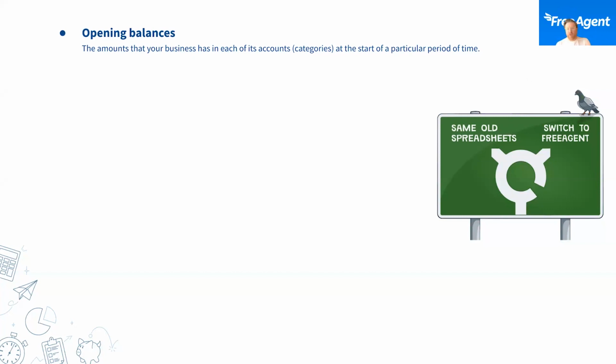However, if you've been trading for a period of time or you're joining us mid-year, then you will need to tell the software what state your business is in, and this is done by adding opening balances. The second piece we're going to touch upon is bank transactions. I think we're all probably familiar with what these are, but just in case, these are money moving in and out of your bank account. So they're the record of that.